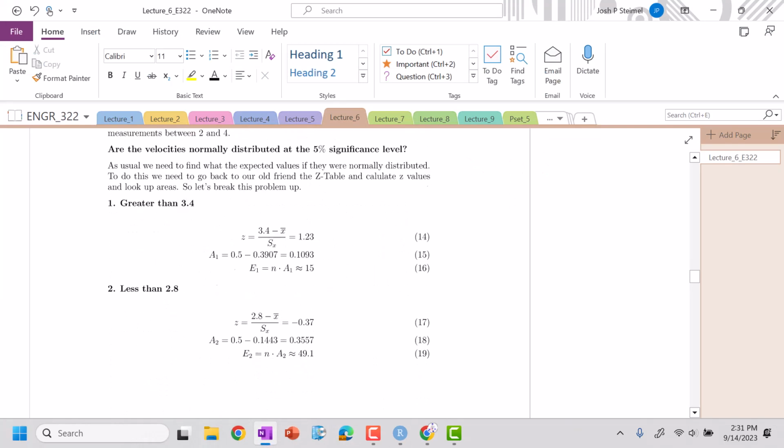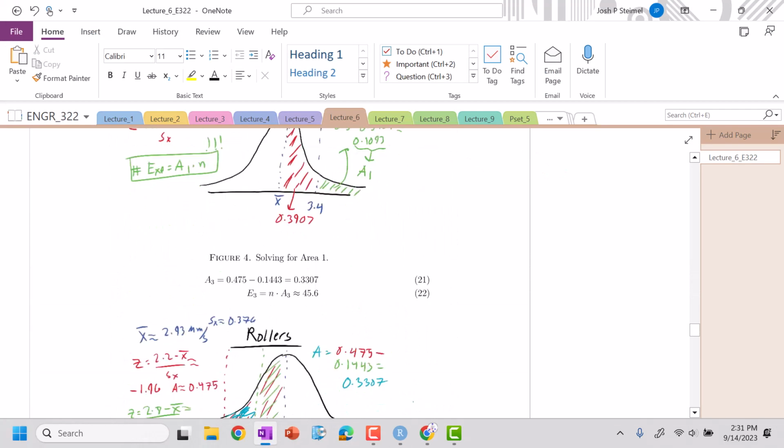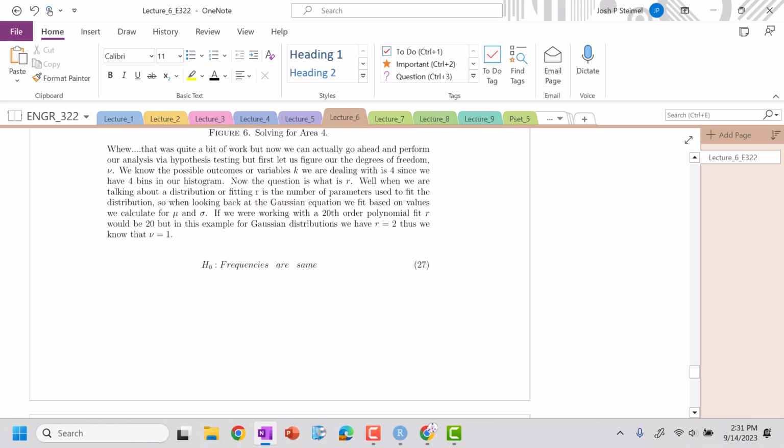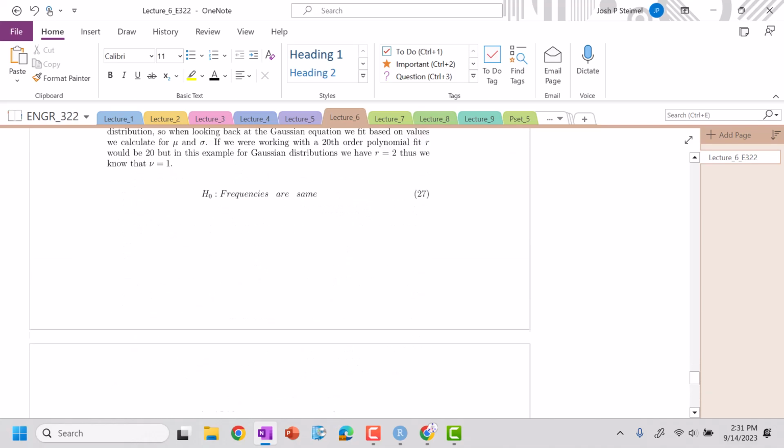Now, next time, we're going to finally answer the question quantitatively: is this truly a Gaussian? So we'll see you all next time.